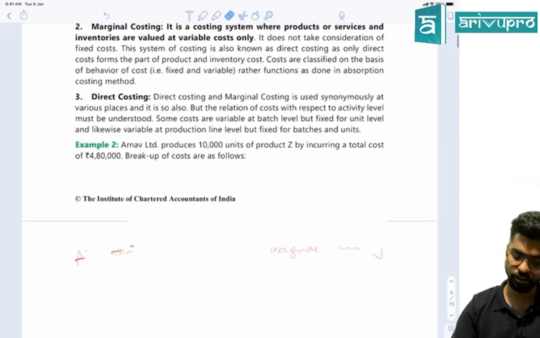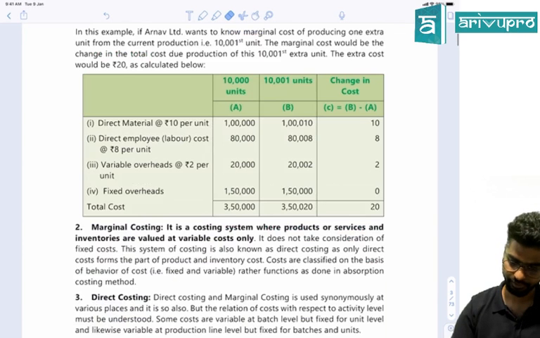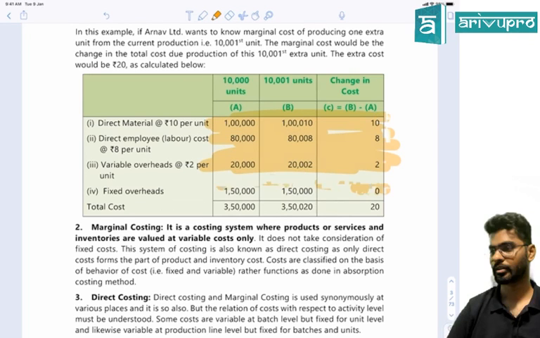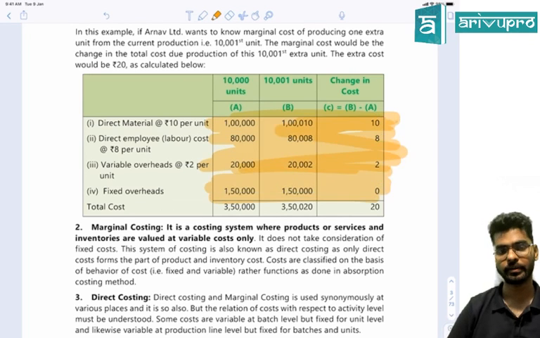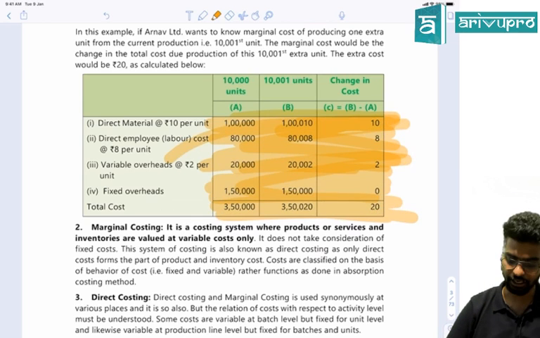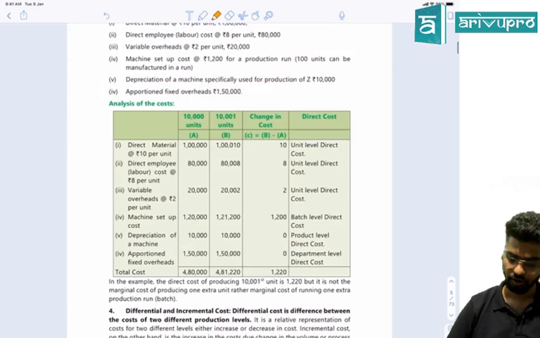So see here, absorption costing. I have my material cost, labor cost, variable overhead. Fixed cost is going to be the same, and I'll end up getting my total cost. Are you all clear? Now, what is going to be the major challenge between both of them?